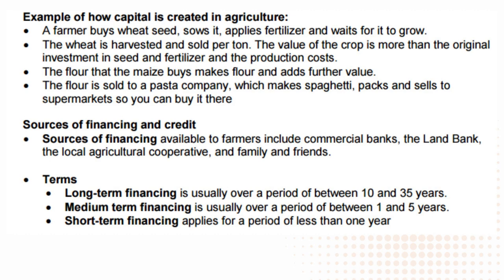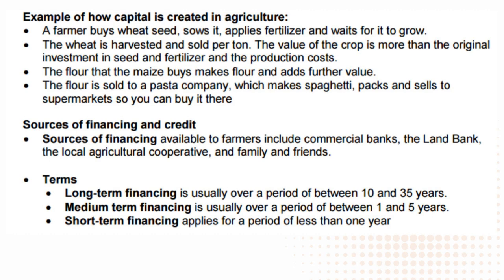Example of how capital is created in agriculture. A farmer buys wheat seed, sows it, applies fertilizer and waits for it to grow. The wheat is harvested and sold per ton. The value of the crop is more than the original investment in seed, fertilizer and the production costs. The miller buys the wheat, makes flour and adds further value. The flour is sold to a pasta company, which makes spaghetti, packs it and sells it to supermarkets so you can buy it there.